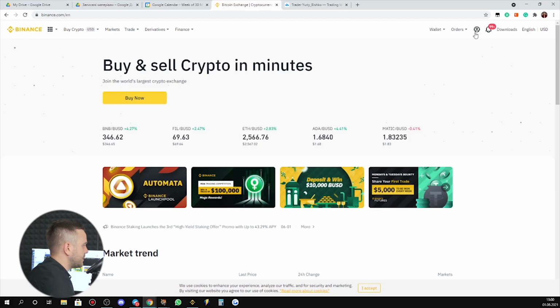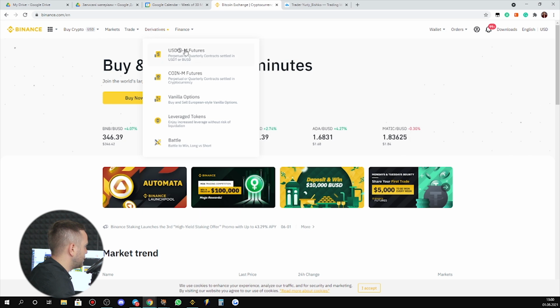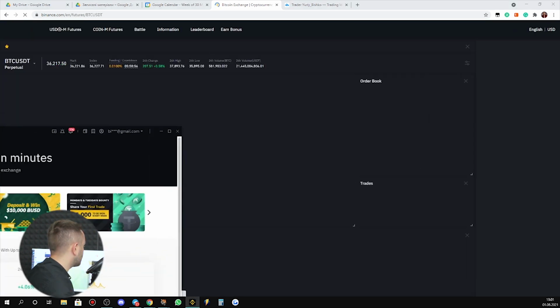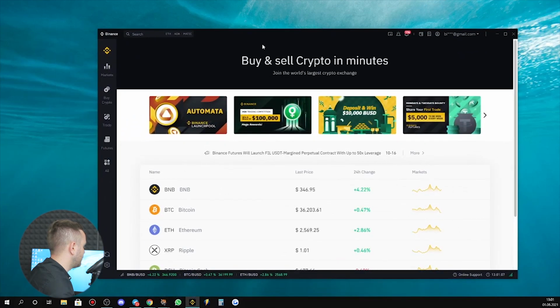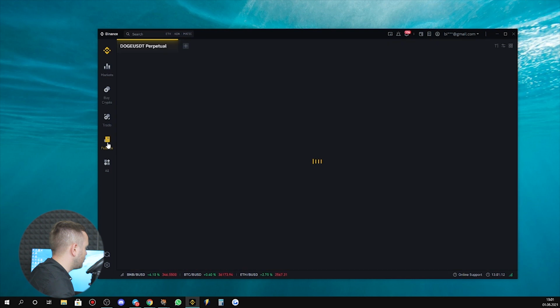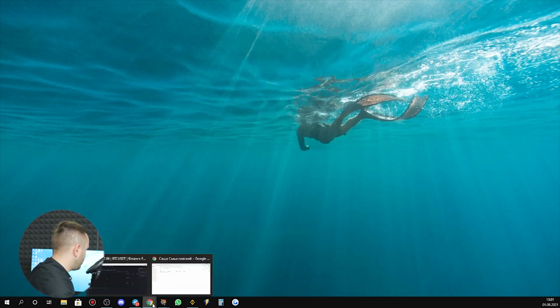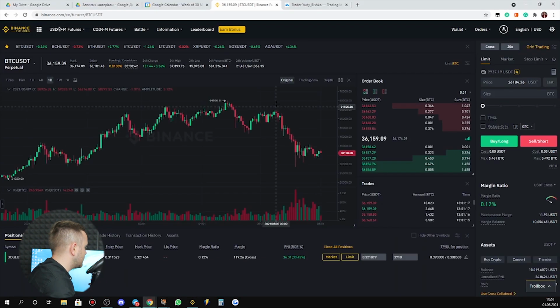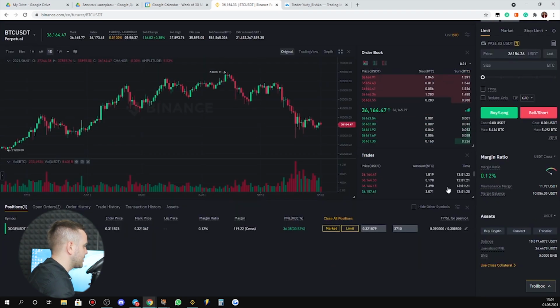Here is the main page. What you need to do is log in to the main page. As you can see, if you use the browser version, you push Derivatives here, then USD-M Futures. Also take a look, if you have the app or the desktop version, you open Futures, as you can see. Let's open. I know that most of you will use the PC browser version. That's why I will share all the information here.